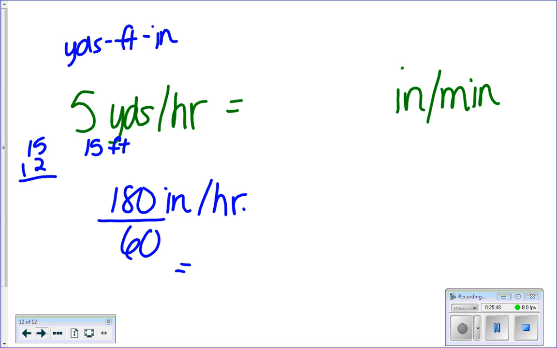That's right. What's the matter? Oh, no, he was telling the answer already. You were a step behind. So this would have been 30 inches. Oh, sorry. 3 inches per minute.